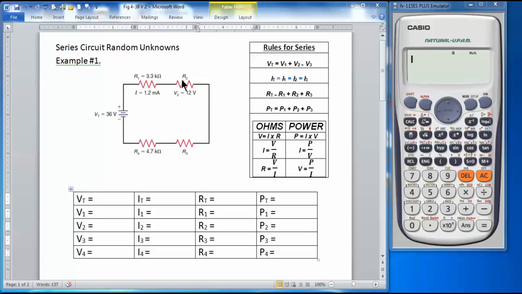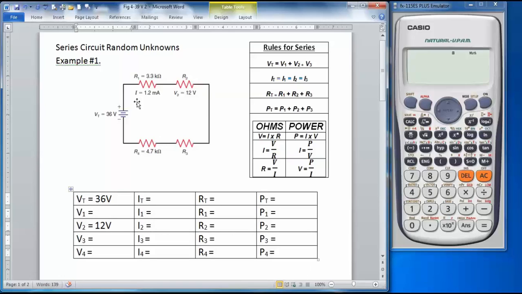That's why it's called a random unknown. If you look at R2, you're not given its value. If you look at R3, you're not given its value. But when we're solving random unknown circuits, and really any circuit for that matter, we want to start by filling in what we do know. So what do we know? We know that 36 volts is our VT, and they also have given us our V2 of 12 volts.